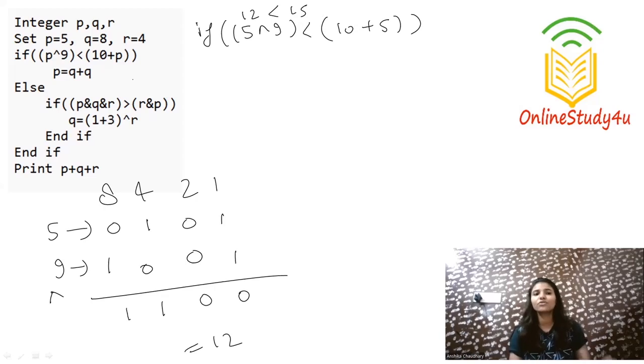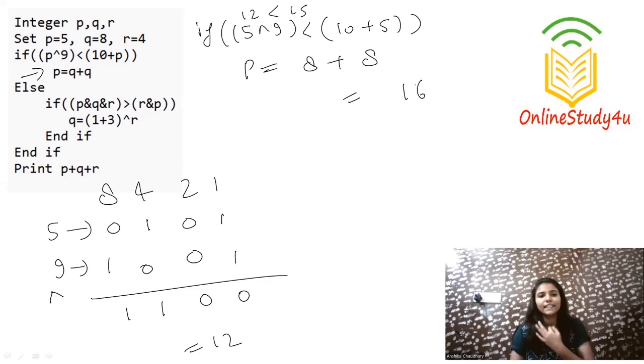So the condition is true and our control will go here. So what is this? Q plus Q. So what is the value of Q? Q is 8 and from here Q is 8 again, right? So P will be 8 and 8, 16, right? And there is no need to go into the else part as we have already executed the if part. So the control will directly come out here and it will print P plus Q plus R.